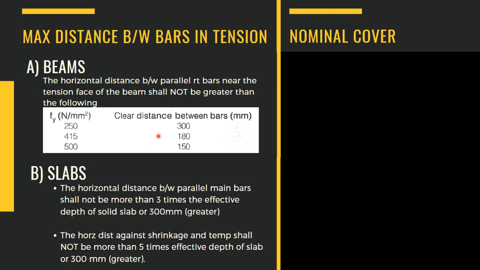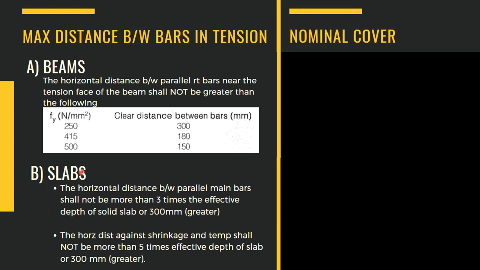For slabs, the horizontal distance between parallel main bars shall not be more than 3 times the effective depth, 3d, or 300 mm. Horizontal distance for bars against shrinkage and temperature shall not be more than 5d or 300 mm. This is the criteria for slabs.